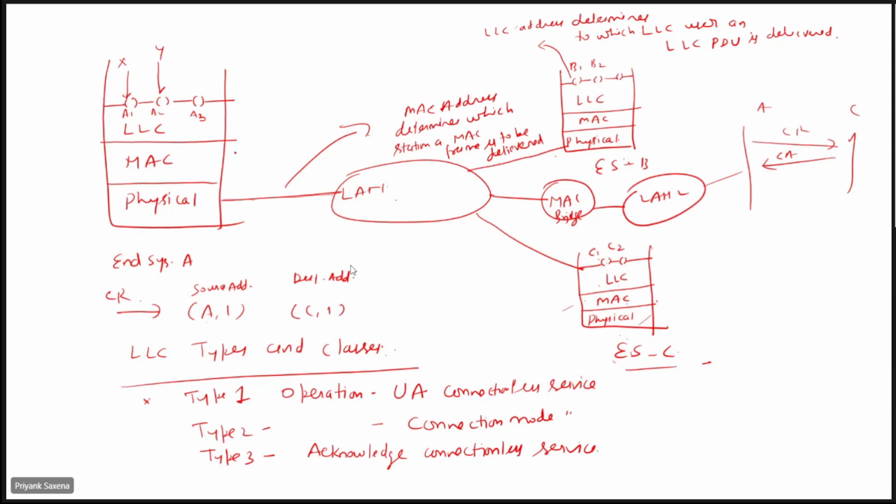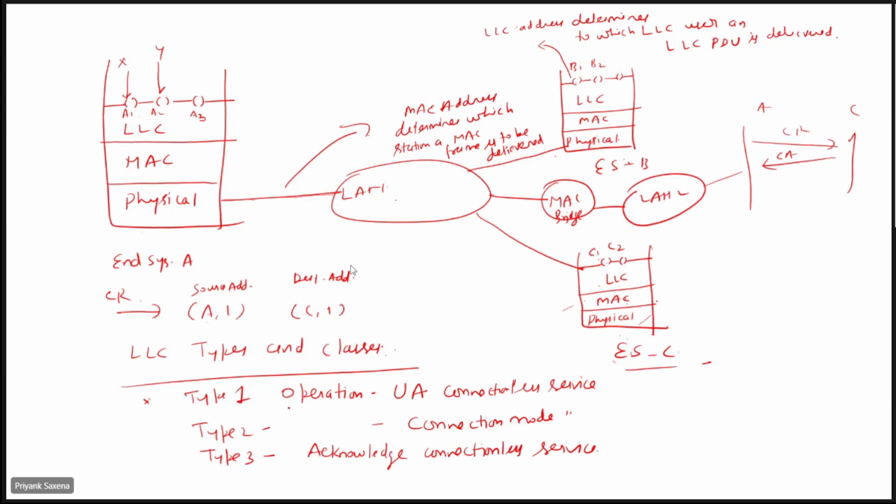Once this LLC data is passed down to the MAC layer, it will put its MAC header and trailer, and then it will pass down to the physical layer and move, and this MAC address will determine which particular station it is to be delivered to. So LLC is responsible for data transfer over MAC controlled links. Okay.